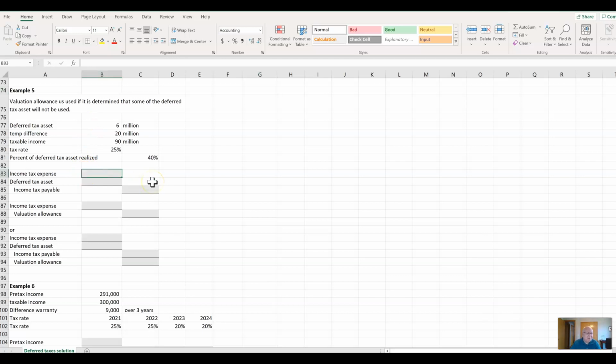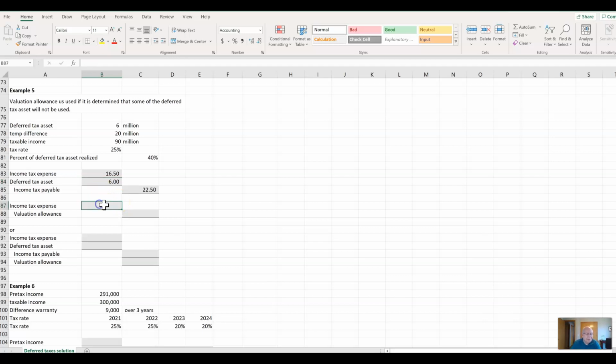Okay. So the deferred tax expense, we skip. The deferred tax asset, remember, is an asset, so that's equal to the $6 million. The income tax payable is the taxable income times the 25%, or $22.5 million, which means your tax expense would be 22.5 minus the 6, or $16.5 million.